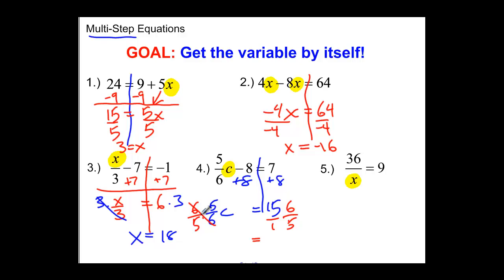And we simply have elimination there. C is equal to, now here, 5 goes into 5 one time, 3 times. 3 times 6 is 18. So there's your answer there.